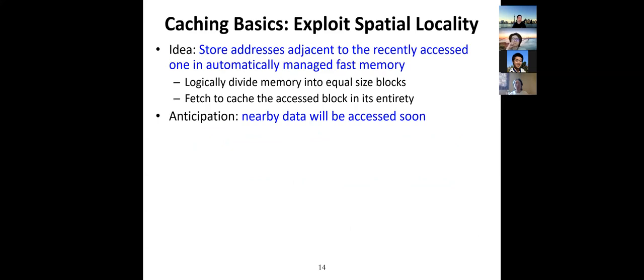But the cool thing about caches is they benefit not only from the temporal principle, but also from the spatial locality principle. The idea is to store addresses adjacent to the recently accessed one in automatically managed fast memory. So we logically divide memory into equal size blocks. This is something you have probably heard of as the cache block size, right? The typical block size these days for caches is 64 bytes, and I'll explain how that happened. Then we try to fetch the accessed block in its entirety, and the anticipation is that nearby data will be accessed soon.